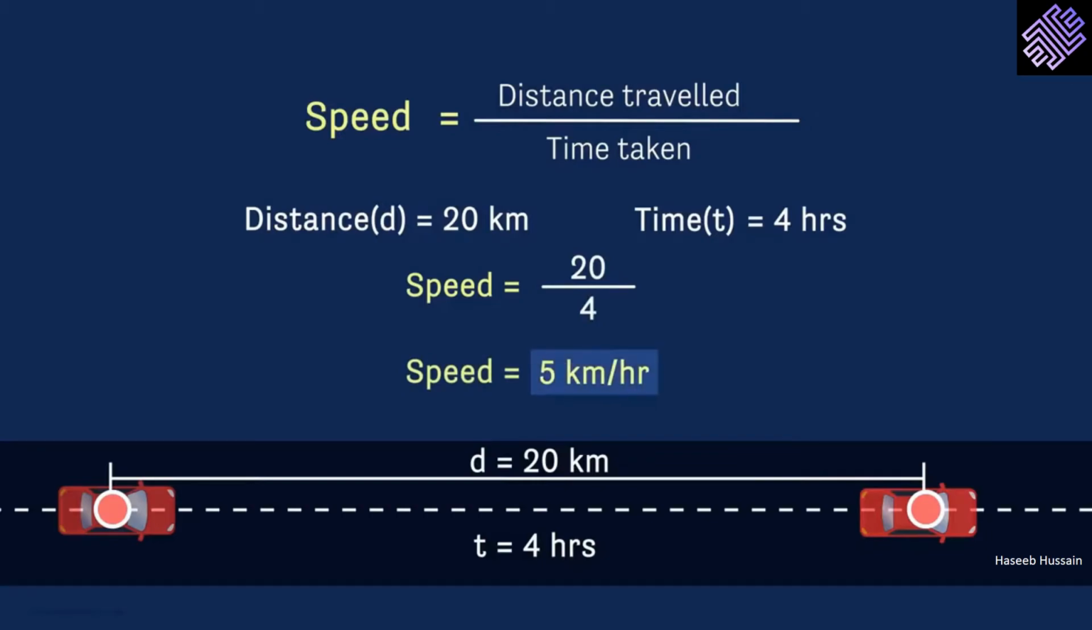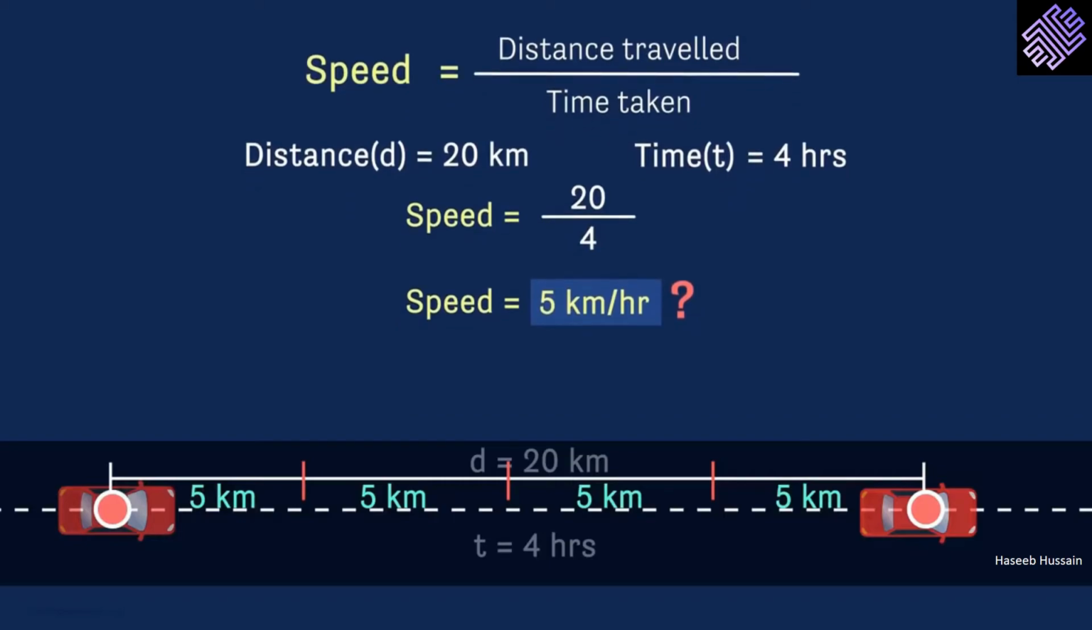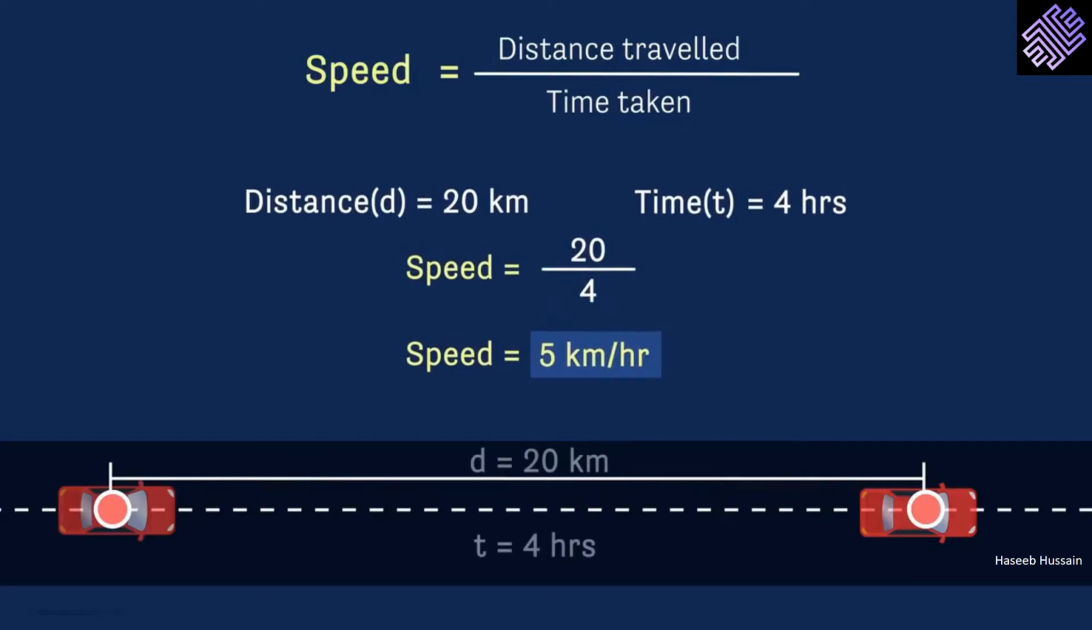Does this number indicate that the object travels 5 kilometers every hour? If this is true, can we say that the speed of the object is constant? If the speed is constant, then it means the car will cover 5 kilometers every hour. In other words, the distance covered per hour will be 5 kilometers. In reality, we know that this is not the case. When a car starts, it doesn't automatically start at 5 kilometers per hour.